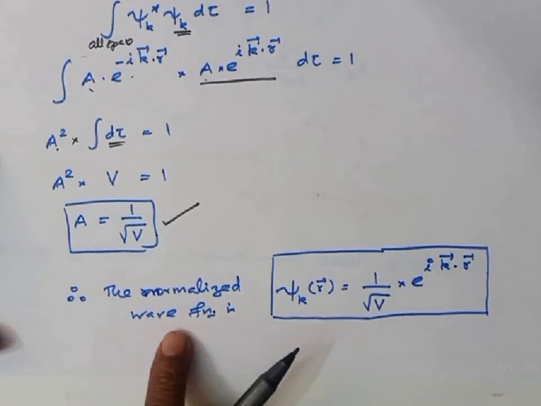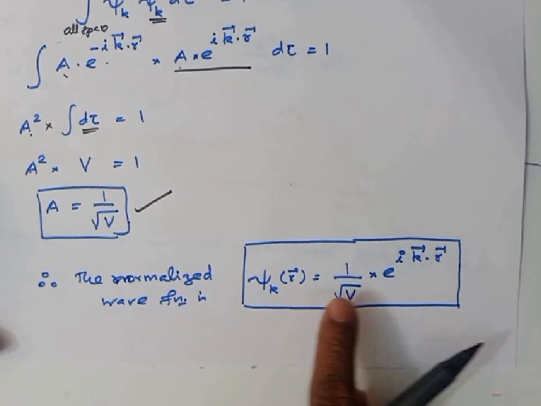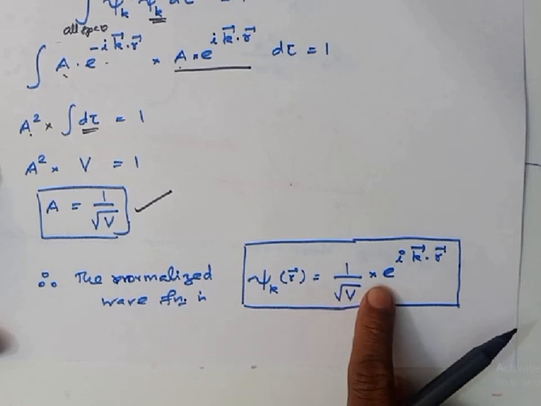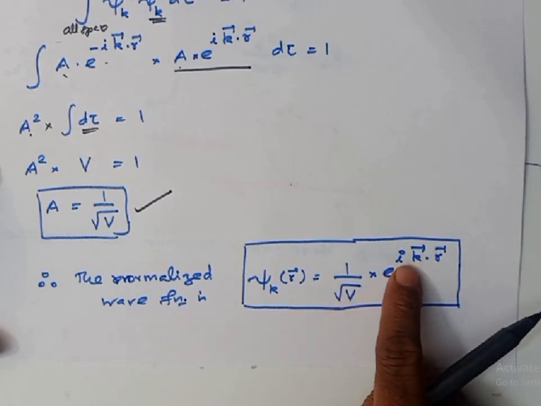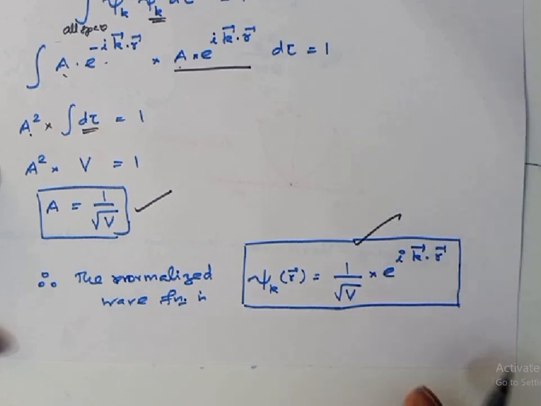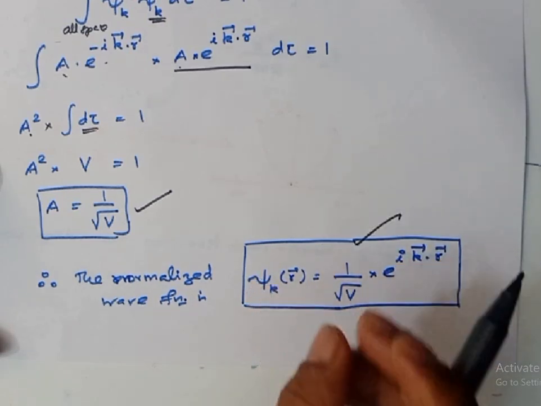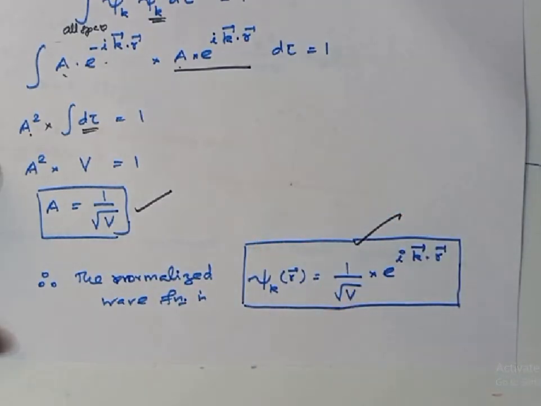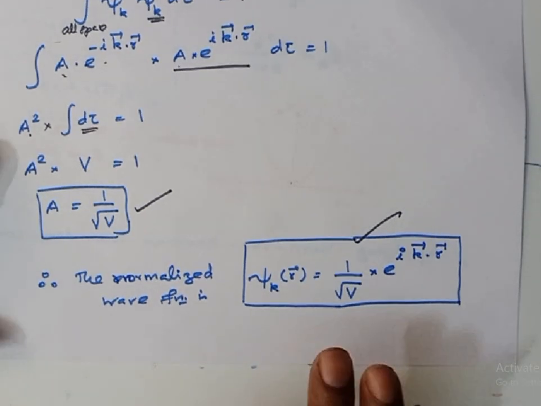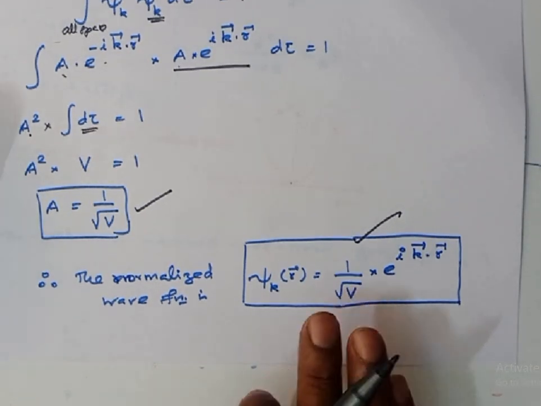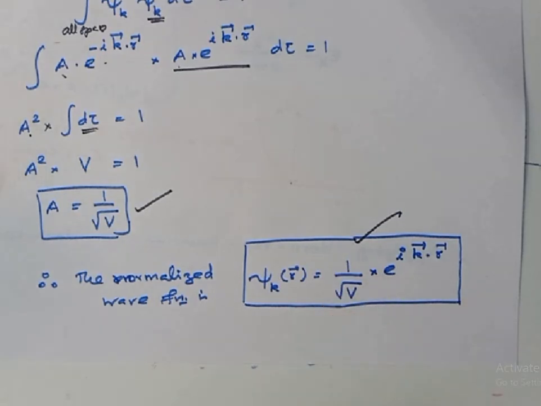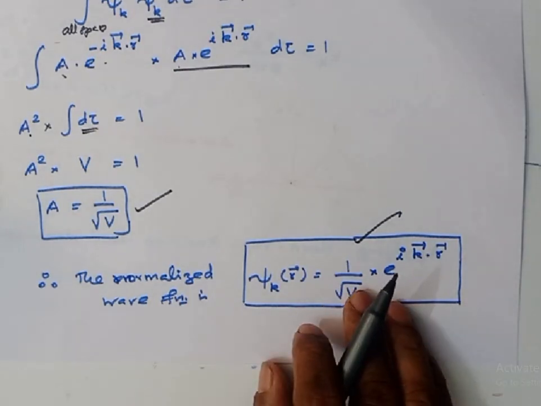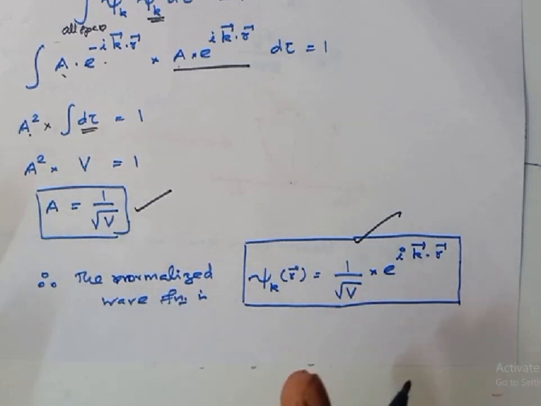So the normalized wave function is psi k of r equal to 1 by square root of V into e power i k dot r. So this is the normalized wave function for a free electron moving in a cubical metallic piece of volume V. Clear? Listen, up to this point I didn't apply any boundary conditions. Now I'm going to apply the boundary conditions, and I'm going to give you the proper wave function for the free electrons.